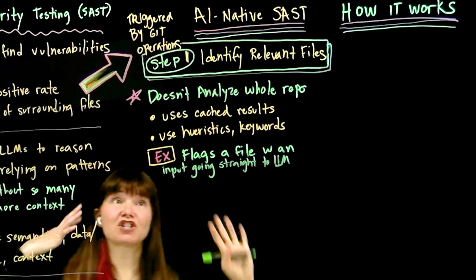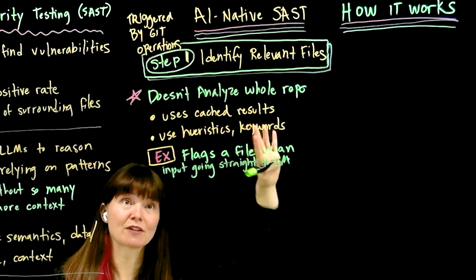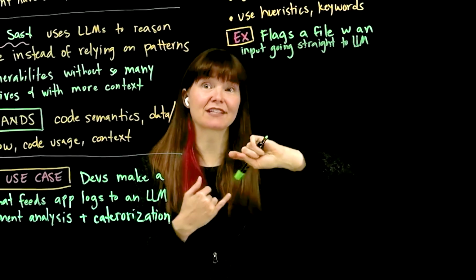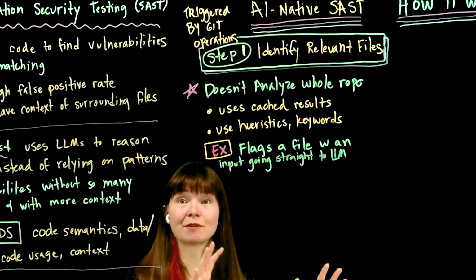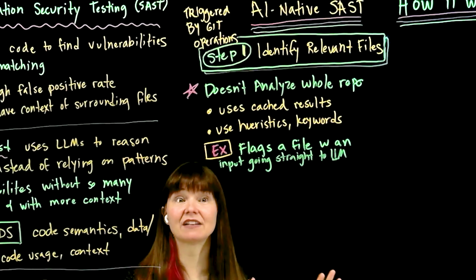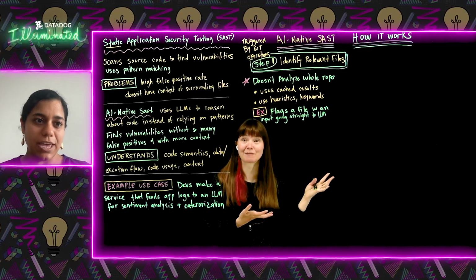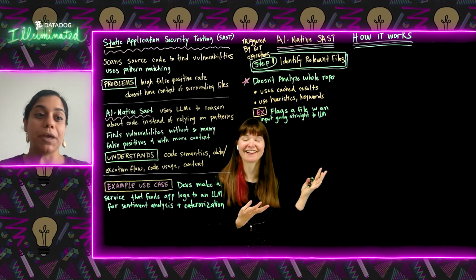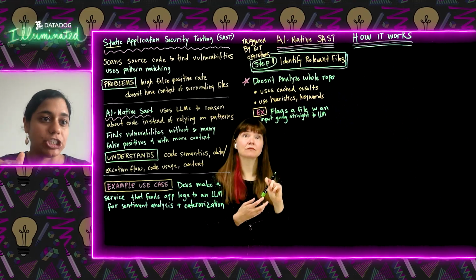It's triggered by a Git change. This step is looking for relevant files. It's not looking at the whole repo, as we discussed. It's looking at cached results, and what's not cached is the new stuff. It's using heuristics and keywords, and then it's able to say, hey, this has an input into this LLM, and we don't know where this input came from. And in this case, it might be a prompt injection. So we're basically saying this is something that passes our first check, or our first filter gate, to say, hey, we think this needs further analysis.